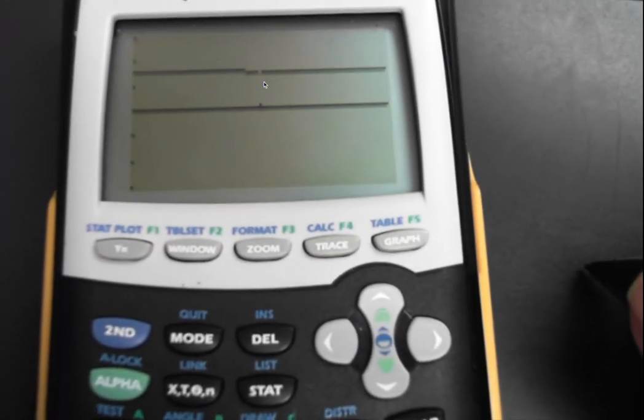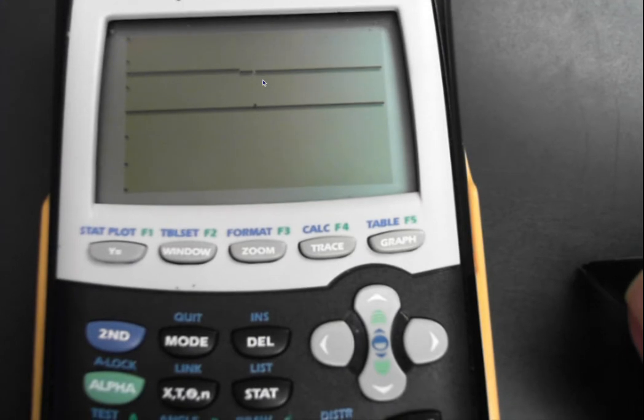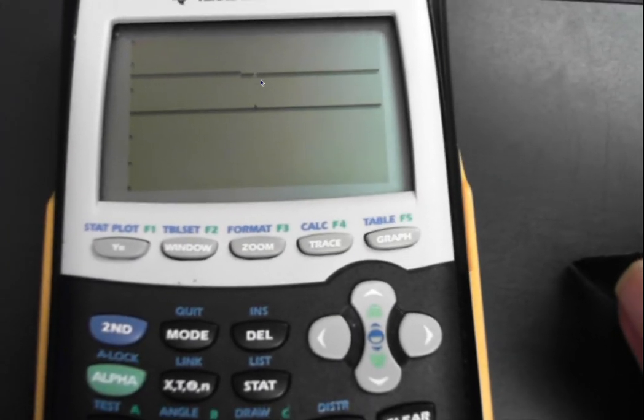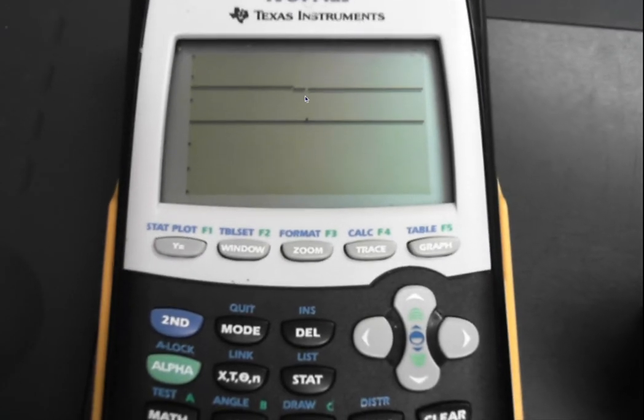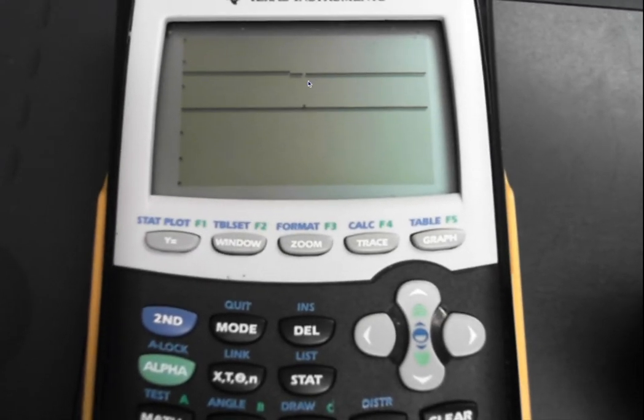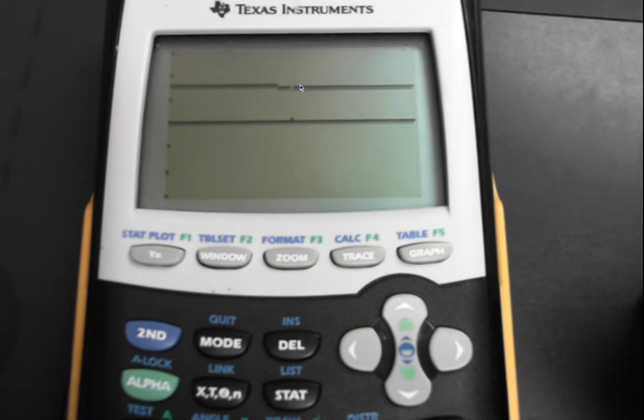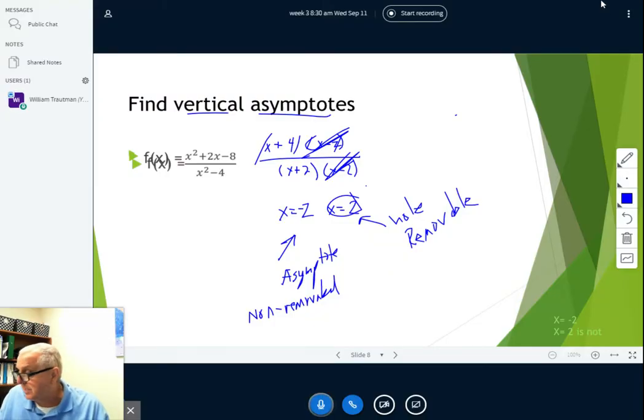This is called a removable discontinuity because the hole is gone. The other one, the asymptote, is called a non-removable discontinuity. So I actually see the hole at 2. If you get close enough to it on your graph, you also will be able to see it. It just takes some practice changing your settings.